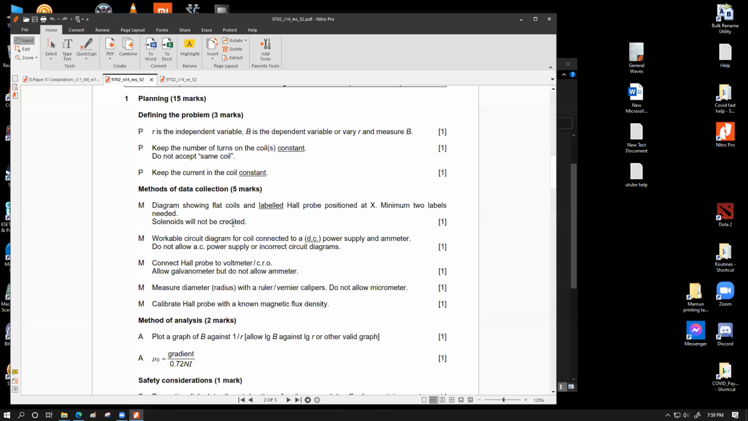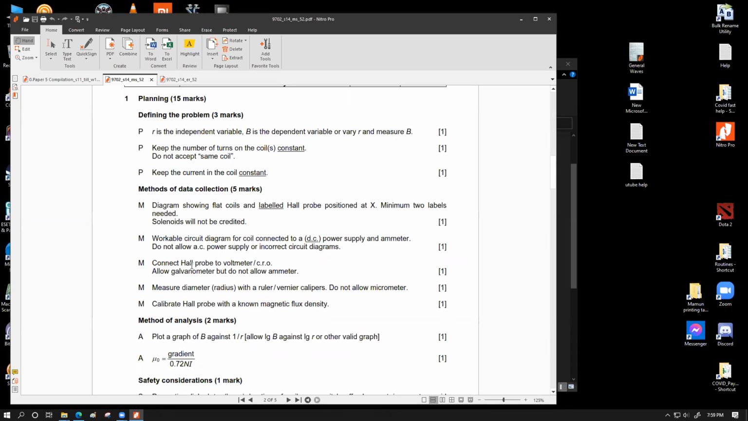Do not allow AC power supply in your circuit diagrams. Obviously, we are going to have DC because we're going to produce a DC coil. Connect the Hall probe to the voltmeter or CRO. Allow galvanometer, but do not allow ammeter. So you have to connect the Hall probe to the voltmeter. Yeah, I forgot about that. I'm not going to get this mark. I forgot to mention this thing.